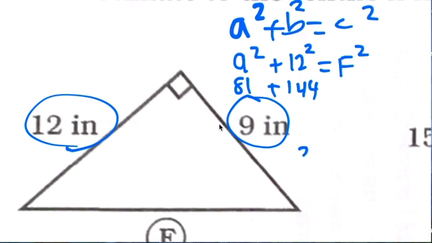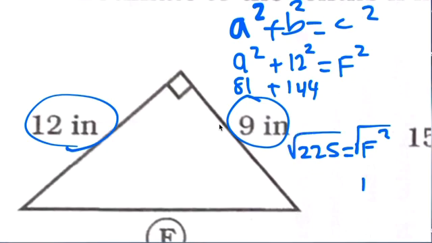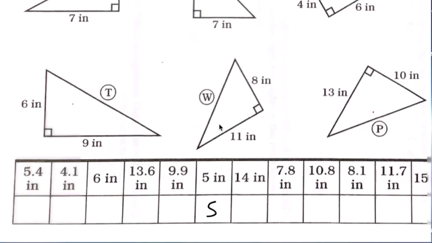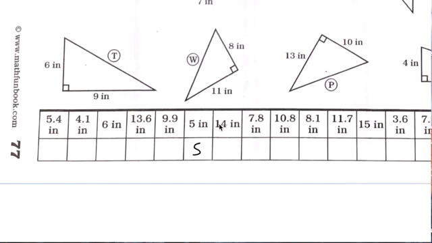You get 225 is F squared. Take the square root. F is 15. Okay, and you go find 15, you put the letter F.